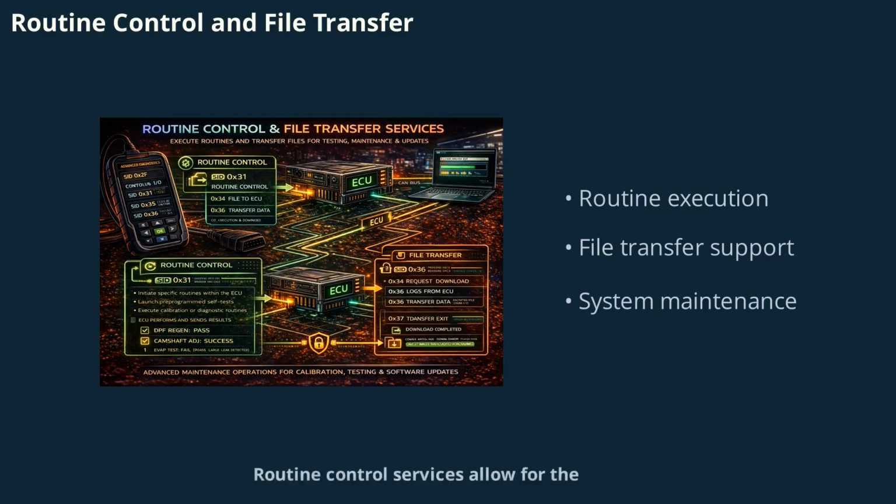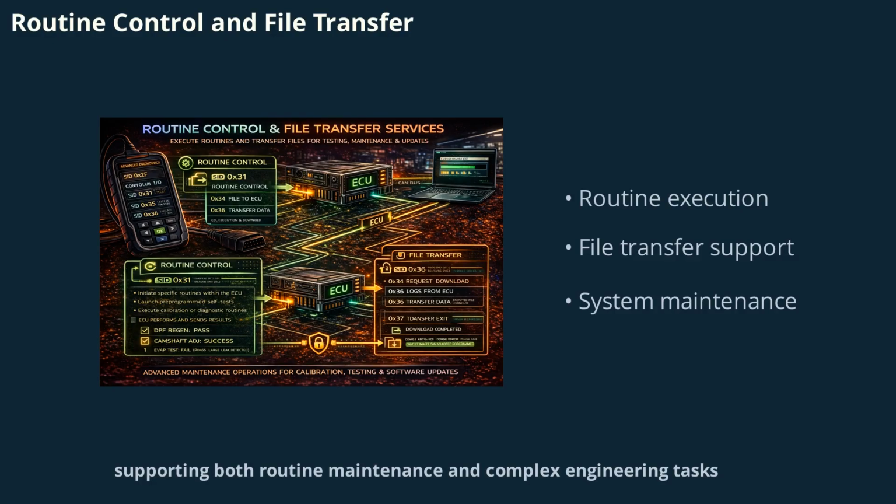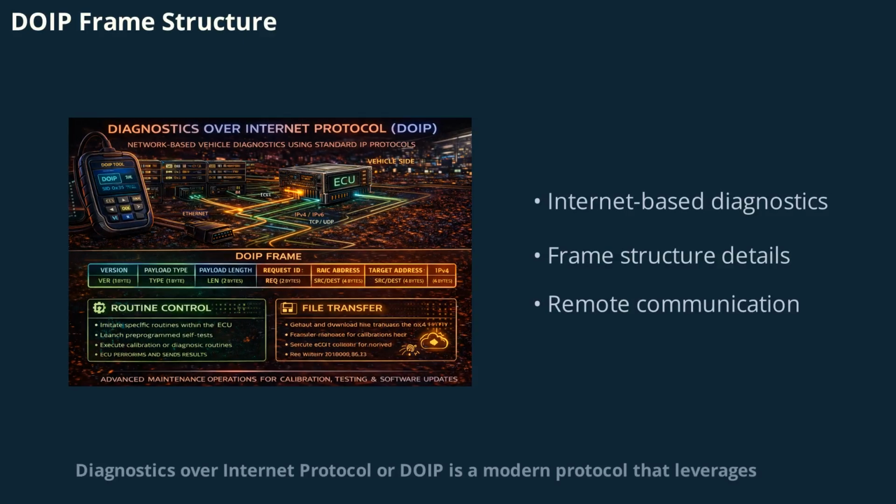Routine control services allow for the execution of predefined routines within the ECU, such as self-tests or calibration sequences. File transfer services, on the other hand, enable the movement of larger data sets such as firmware or configuration files. Together, these capabilities provide a robust framework for maintaining and updating vehicle systems, supporting both routine maintenance and complex engineering tasks.